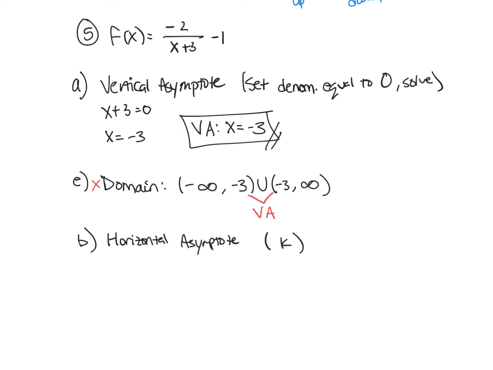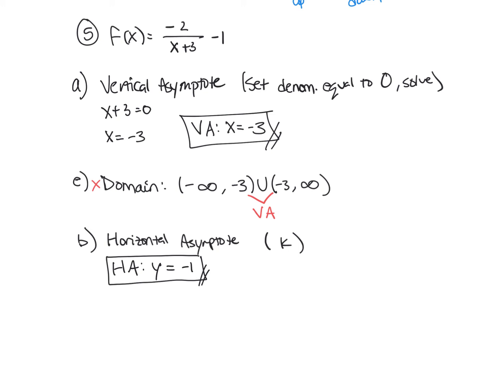So in this case, in our equation, we can see that we have a -1 right here. So our horizontal asymptote is going to be HA, y is equal to -1. Do not forget that y is equal to. That's very important to know whether it's a horizontal or vertical asymptote. So taking a look here, that's pretty quick.